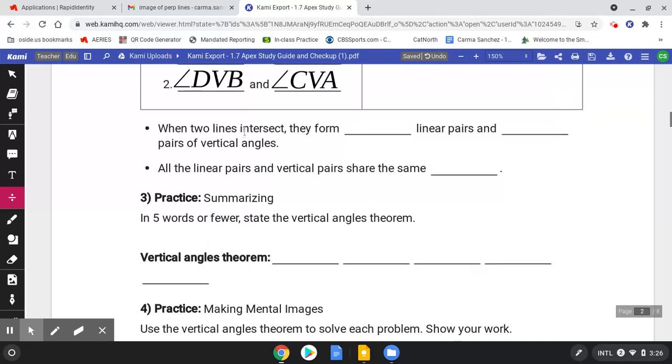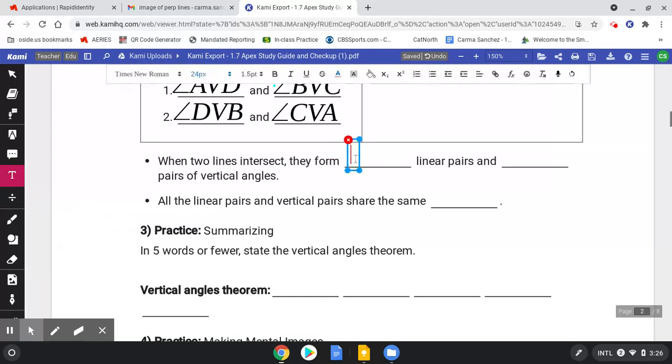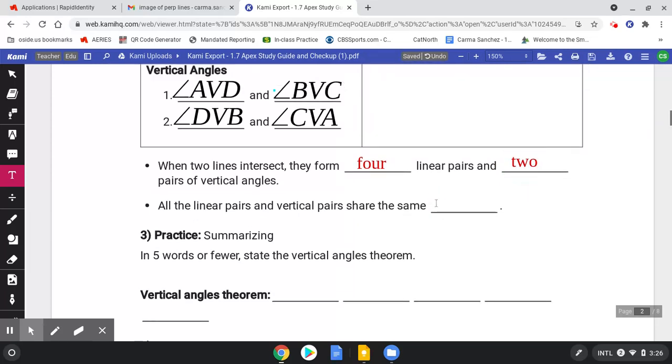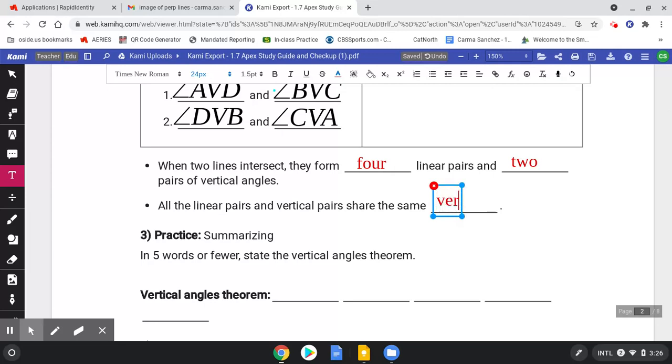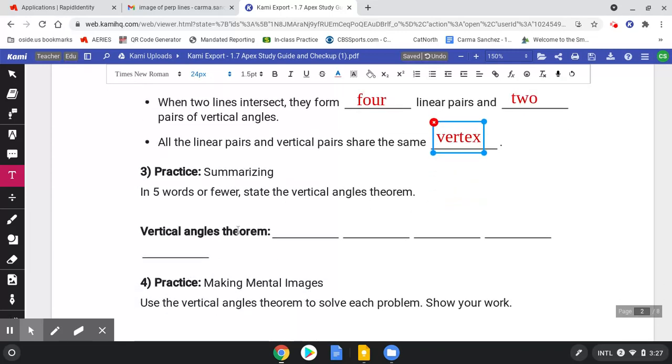When two lines intersect, they form four linear pairs and two sets of vertical angles. All the linear pairs and the vertical pairs share the same vertex, that V that's in the middle. Now, what's the vertical angle theorem? Something, again, that we hopefully know from Math 1.